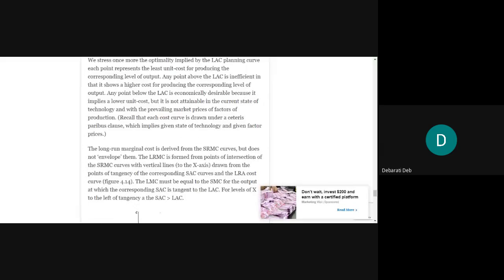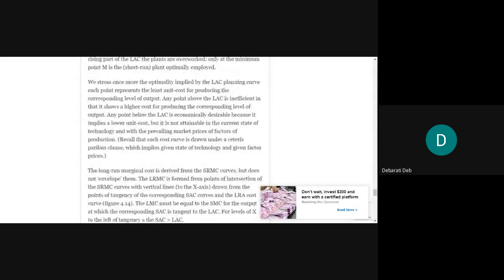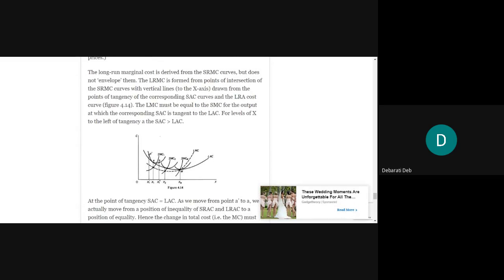So the discussion starts from this paragraph. Okay. The long run marginal cost is derived. If anyone wants to write, you will write from this paragraph. You will write the heading as long run marginal cost curve. Then you will start from this paragraph. The long run marginal cost is derived from the short run marginal cost curves, but does not envelop them.